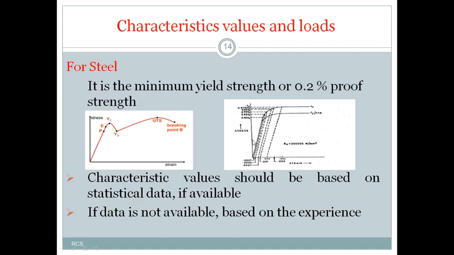I am repeating: for the characteristic strength of a steel, one is corresponding to the minimum yield strength, another is the 0.2% proof strength. The minimum yield strength can be calculated with respect to the minimum yield point, or lower yield point, of the stress-strain curve, and for HYSD bars the 0.2% proof strength can be calculated with respect to 0.2% of strain, right? I think it is clear.